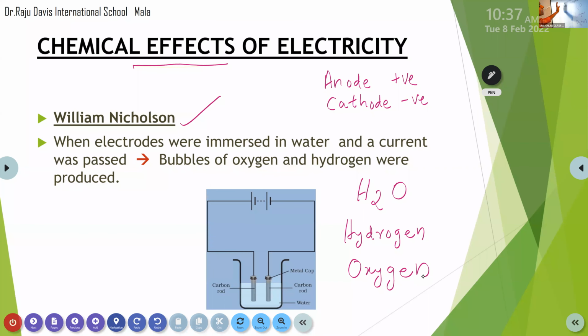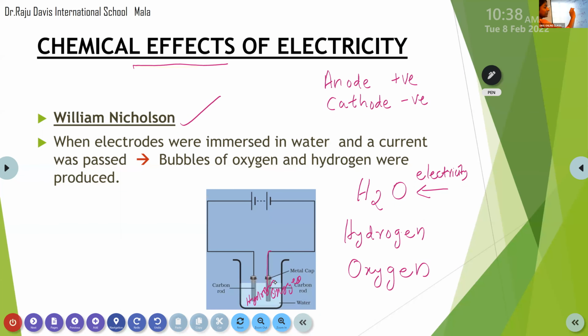William Nicholson proved that when we pass electricity through this water, it breaks into two components, that is hydrogen and oxygen. So which are the two components present in water? Hydrogen and oxygen. So when we pass electricity through water, it breaks into hydrogen and oxygen. Clear? Then how do you prove this?